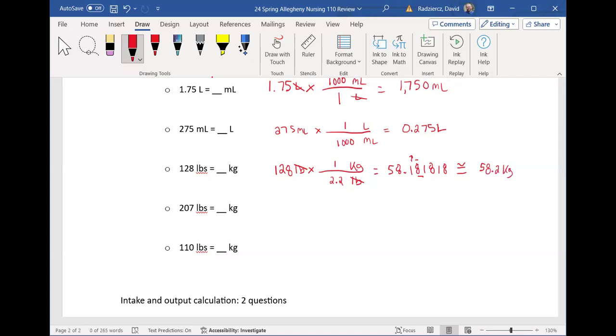Don't write 58.18 because it'll get marked wrong. Don't write 58.1. It'll get marked wrong. Don't write 58. It'll get marked wrong. Okay. Now, in a real life clinical setting, you might be basing everything off of like, oh, it's 58.